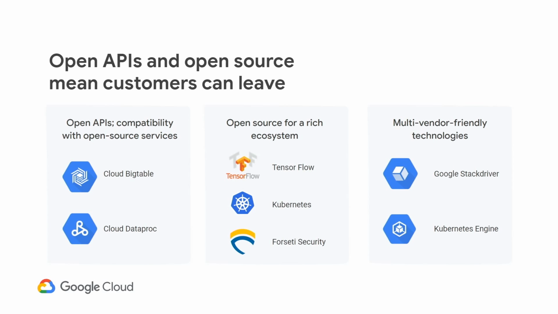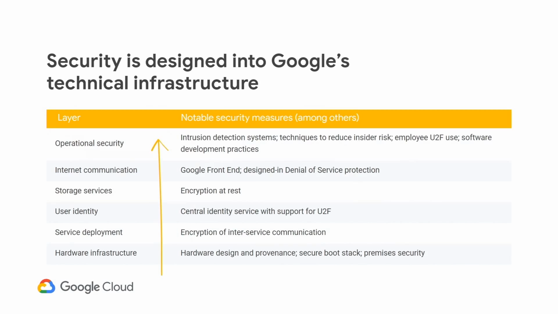And then there are multi-vendor friendly technologies like Stackdriver, Google's monitoring platform, which can work for both Google resources as well as AWS resources. Kubernetes Engine is used on-premise and up in Google, and if you attended Google's Next conference back in April, Google launched Anthos, which is a multi-cloud solution for managing Kubernetes clusters. So all of these things contribute to what we do on GCP.